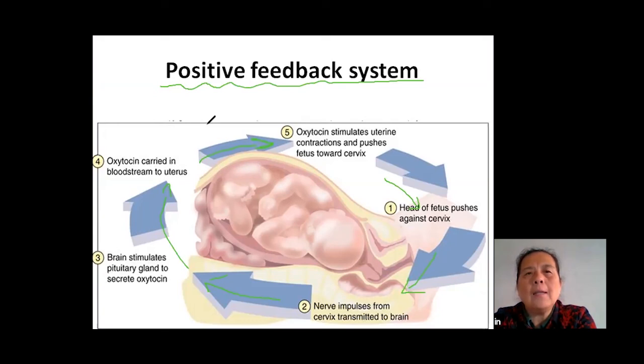And when that body function ends, the positive feedback will be stopped, will be finished. But negative feedback is always there, keeping the internal environment balanced. So that's the two feedback systems.